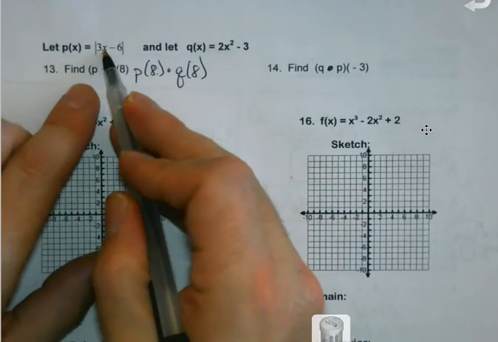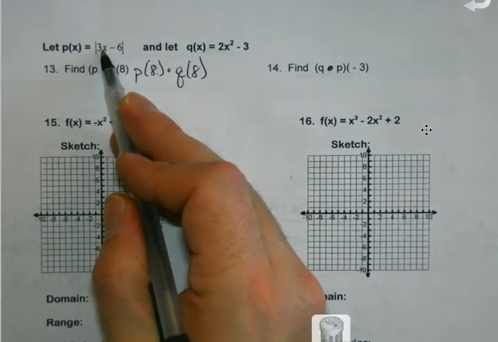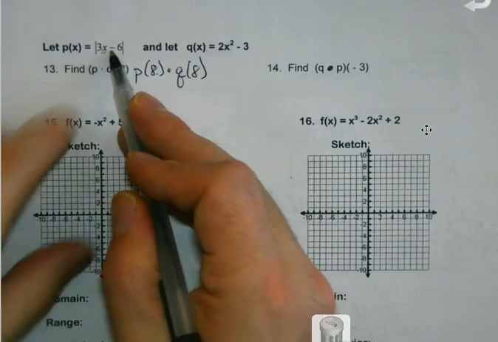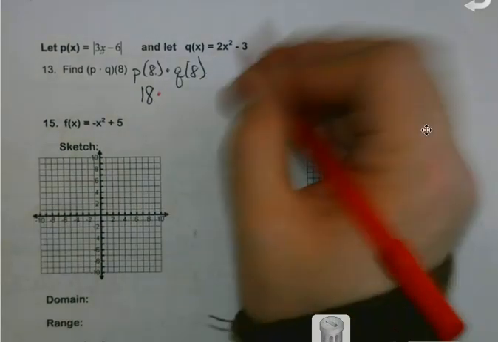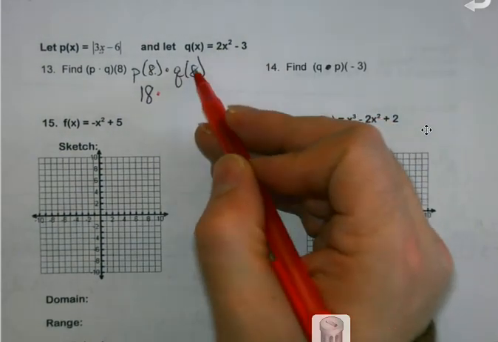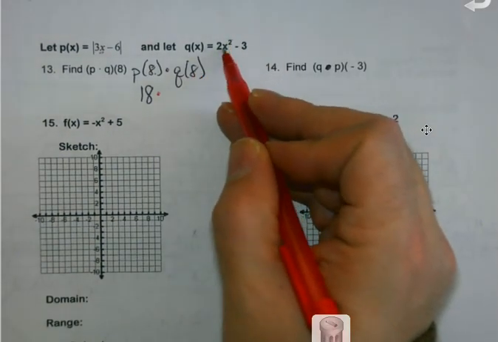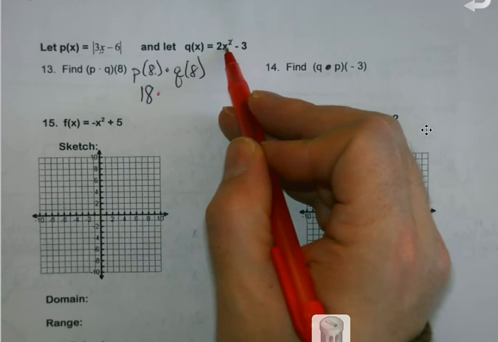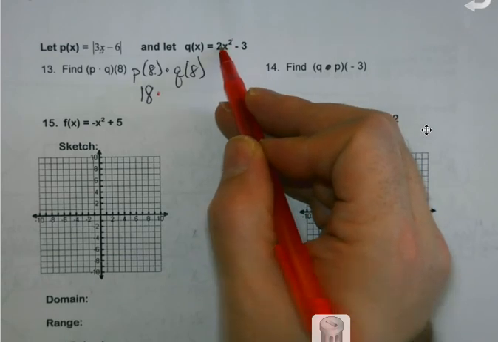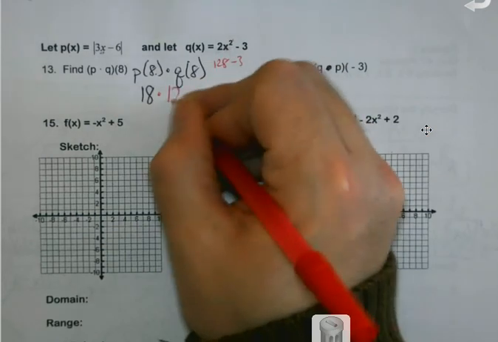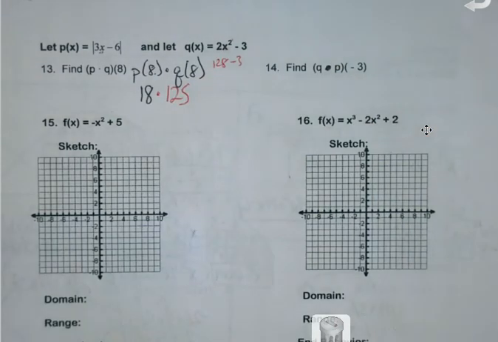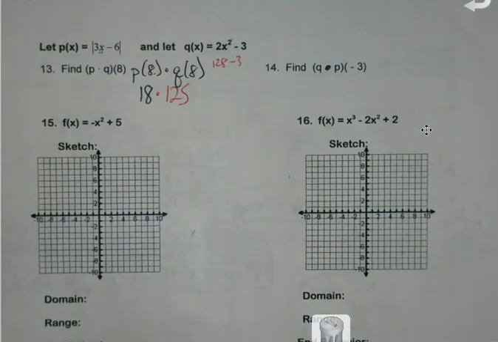When I plug in 8 here, 3 times 8 is 24, minus 6 is 18, and absolute value is not going to change the fact that's going to be 18. For my q, 8 squared, because I square the x first, so 8 squared is 64, times 2 is 128, minus 3 is 125. I think that's 2250.